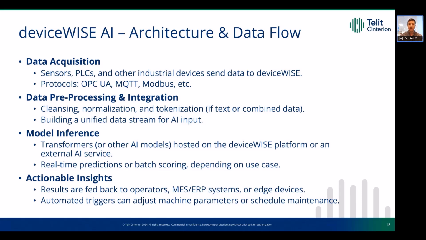And then the data pre-processing, if needed, if there's a need for human interaction to clean the data and normalize it, so it can handle all of it, building a unified data stream for AI inputs. Because there's so much data going through deviceWISE, it's so easy for it to then push it onto the transformer model, and it does the inference by itself.